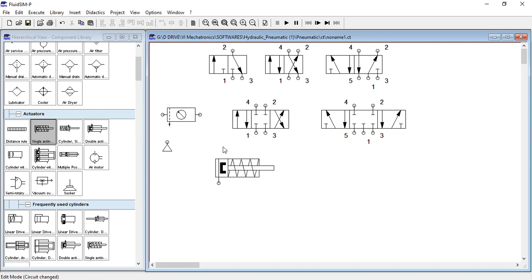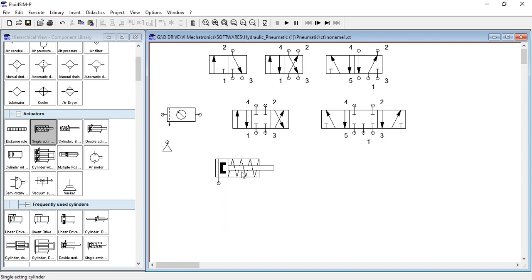In actuators, the first one is, from the figure, what you can say, this is a single acting cylinder. Why is it called single acting? Because there is only one port and it can get a supply from one end only, and then it is acting. So it is single acting.